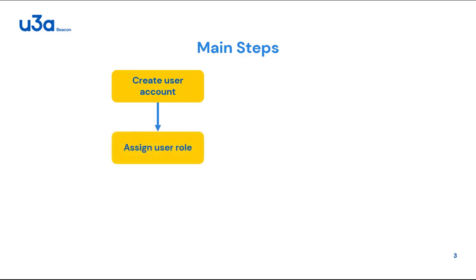The main steps are very simple. You begin by creating a user account on Beacon for the user. Then you assign the user one or more roles. Beacon comes with standard roles that assign different levels of access. In most cases, these will be just what you want. So you can send the user their login details and you're done.